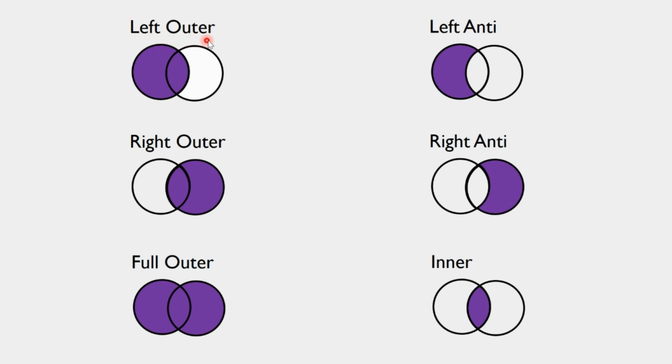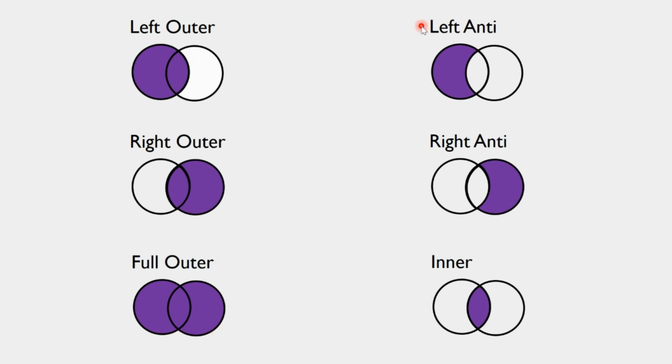Use left outer join if you want to keep all the information from the left table and only matching rows from the right table. Use right outer join if you want to use all the information from the right table and only matching rows from the left table. Use full outer join if you want to keep all the data from both tables and combine them, including any non-matching rows.